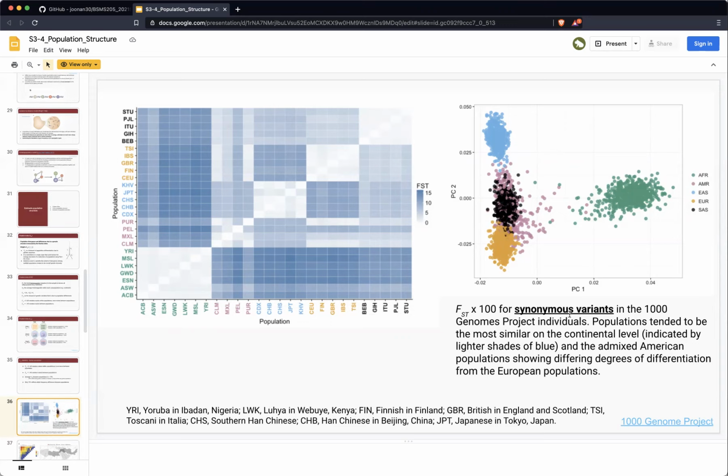But then another question is why we use these synonymous variants, right? The reason is that synonymous variants are not subject to natural selection. This is not really changing any fitness in our population, right? Synonymous variants do not change any amino acid in our population. So synonymous variants almost represent the neutral variants in our population.